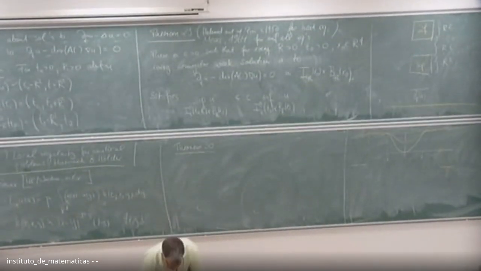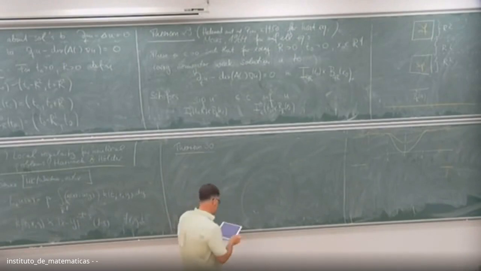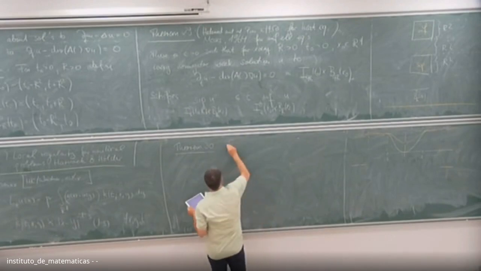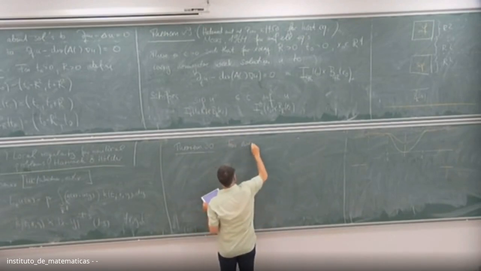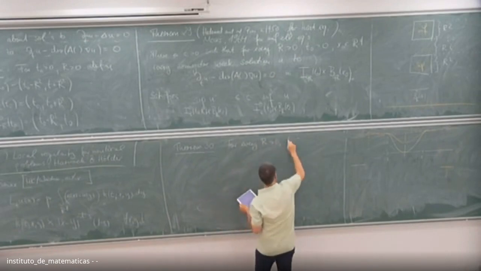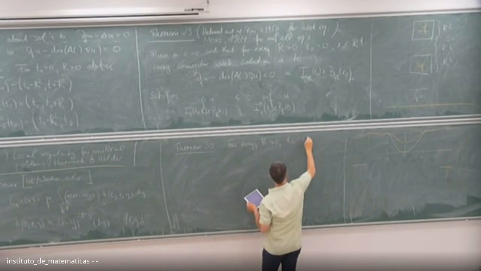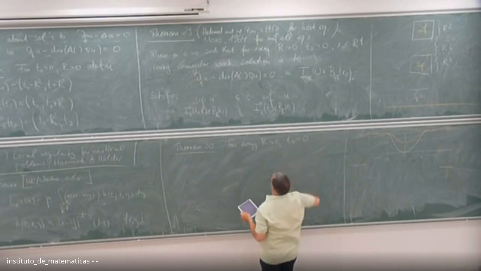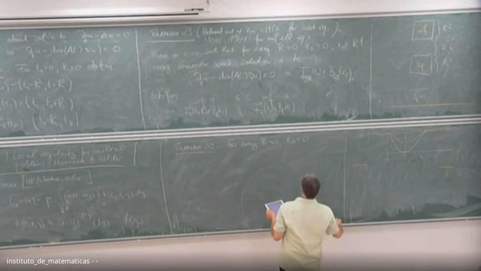And then the result is for every r, for every t naught. Yeah, it's basically the same result. I mean, I can copy.